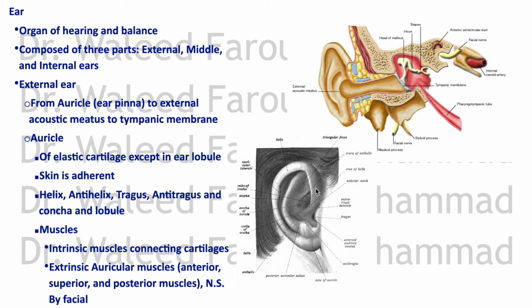Now, for the ear pinna, any muscles involved? Yes, there are intrinsic muscles connecting the cartilages together, and extrinsic muscles. We studied them with the facial muscles: the auricularis anterior, superior, and posterior. Remember those? They are supplied by the facial nerve, the front by the temporal branch, and the back by the posterior auricular branch. Okay? These are, of course, rudimentary muscles, so nothing much to say about them.